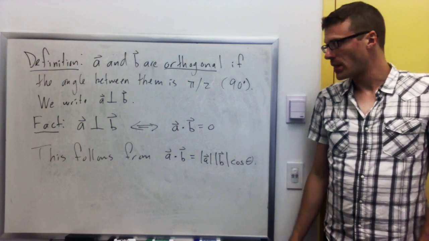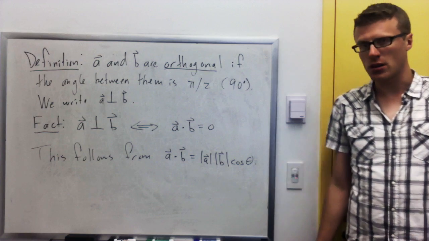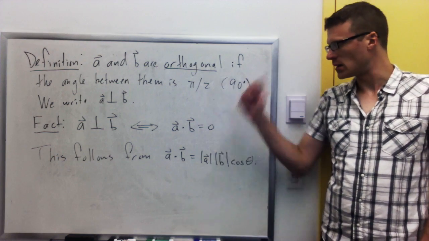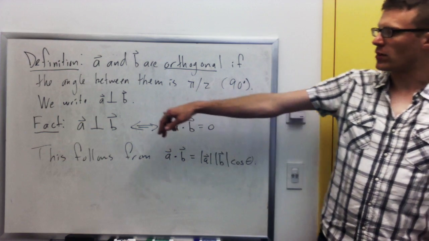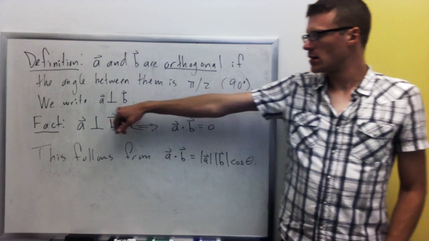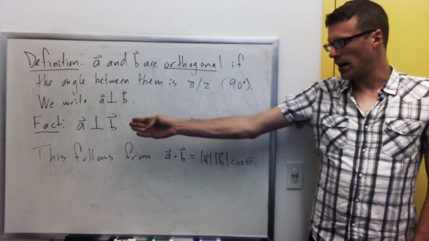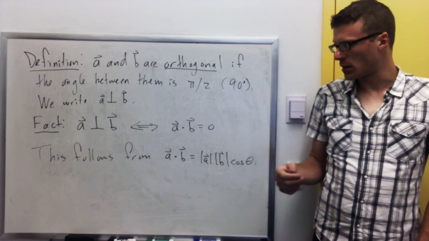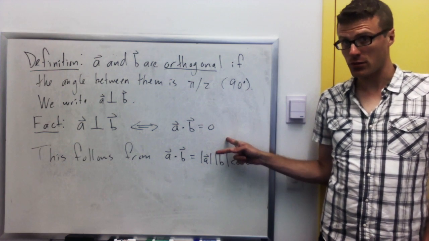Another definition. Two vectors A and B are called orthogonal if the angle between them is pi over 2, i.e. 90 degrees. So in other words, they're perpendicular. And we can write A, and this upside down T, B. We read that as A perp B. And here's the fact: A is perpendicular, orthogonal, whatever, to B, precisely when A dot B is equal to 0.